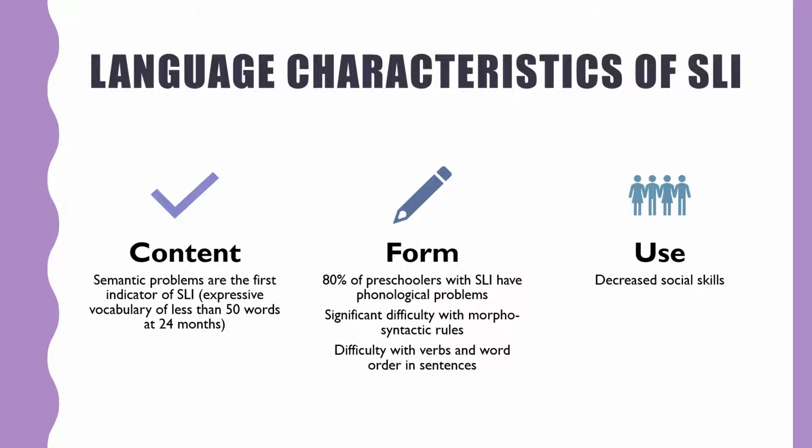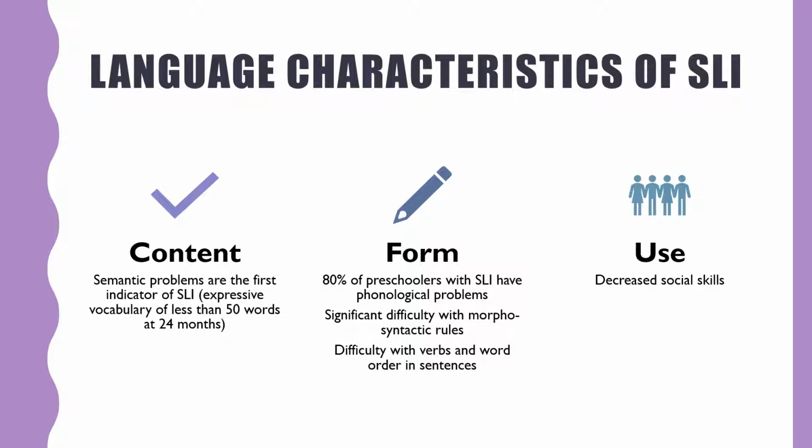So what do we see in SLI? Semantic problems are the first indicator of SLI. This is where the child does not have a very large vocabulary or learning words quickly. A child should be putting 2 words together and have at least 50 words when they turn 24 months or 2 years old. They often have phonological problems, so their speech sound production is delayed, or they have not been able to produce sounds correctly. They also don't understand rules like adding the S for plurals or adding the ED for past tense. They will also have issues with pronouns, verbs, verb tense, and word order.